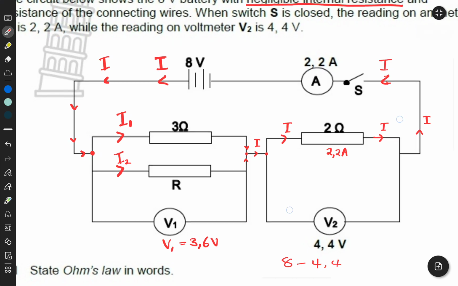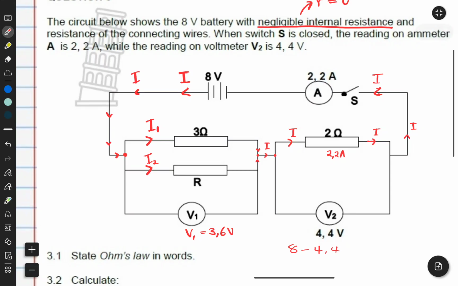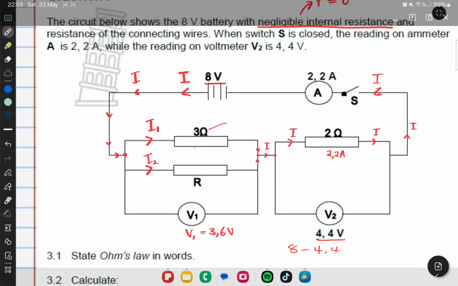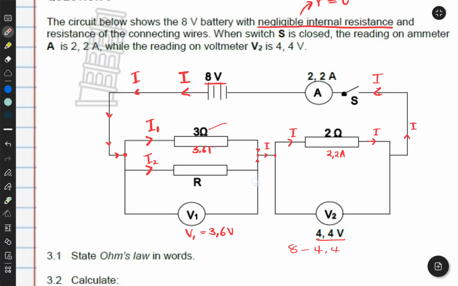So this is how you interpret any question. Before you start answering, you check the diagram, you make those small calculations like what we did here. We knew that this is 4.4 volts, and then if that's 4.4 volts and we have a total of 8, it means V1 has to take the remaining, which is 3.6 volts. And if V1 is 3.6 volts, it means the 3 ohm resistor gets 3.6 volts, and the R ohm resistor will also get 3.6 volts. You can even write it here if you want, 3.6, and then this one will also get 3.6 volts.